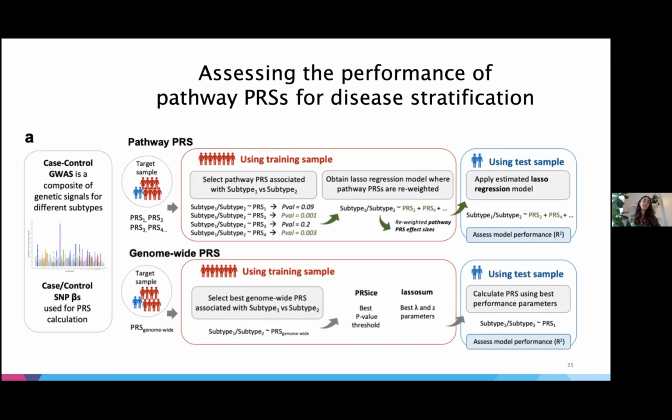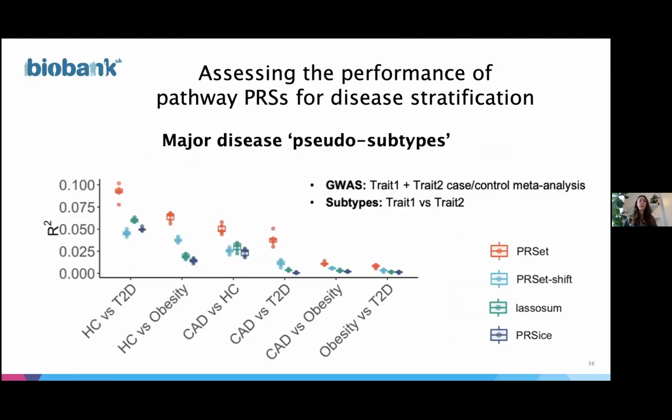For the genome-wide, we will select the best genome-wide polygenic score associated with the 2 subtypes. We will take the best parameters for that, and then we will apply them in the test sample as well. And then we compare the performance between the 2 approaches, the pathway polygenic score and the genome-wide. So here we were comparing PRSet with LassoSum, that is a pretty well-performing genome-wide polygenic score method, and with PRECISE.